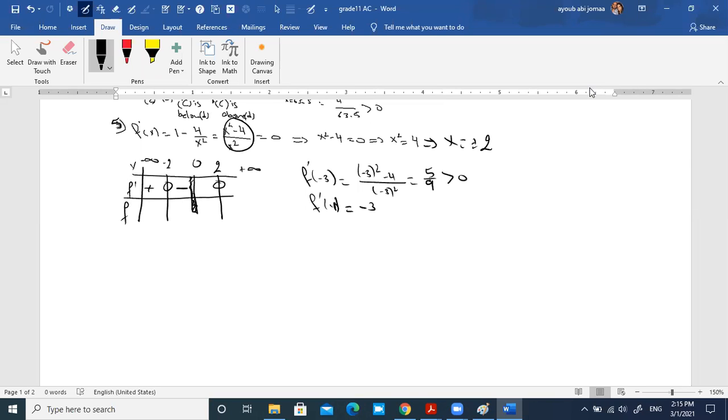Number between 0 and 2, say 1. F prime of 1, same, negative 3. So you write negative. Greater than 2, let's say 3. F prime of 3, same idea: 3 squared, 9 minus 4, 5 over 3 squared, which is 9. It's positive. Okay? Now, f prime is positive, the function is increasing. F prime negative, function is decreasing. Before I continue to put the values here, and we have 1, 2, 3, 4, 5, 6 values, do you have any question about this table?